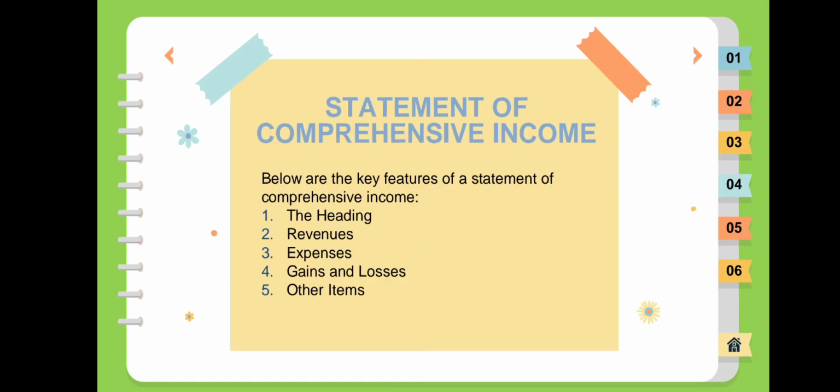And here are the key features of a statement of comprehensive income. So ito yung mga nilalaman ng SCI. So we have 5 key features or parts of the SCI, starting with the heading. Next to the heading are the revenues. Next to the revenues are the expenses. So kung may gains and losses, isama rin sa SCI. And lastly, the other items. So isa-isahin natin itong mga key features or parts of the SCI.